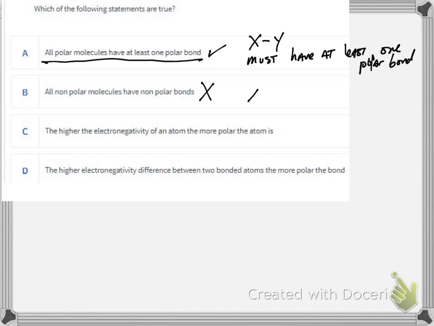So, all nonpolar molecules have nonpolar bonds. That is incorrect, as we've seen in class and we just talked about. With CF4, there are 4 very polar bonds, but they overall cancel, right? They contribute in opposite ways, and due to that, they cancel to leave a net effect of a nonpolar molecule.